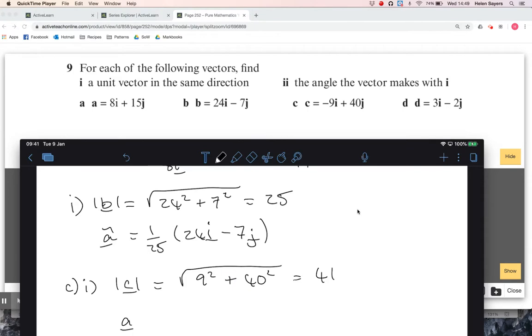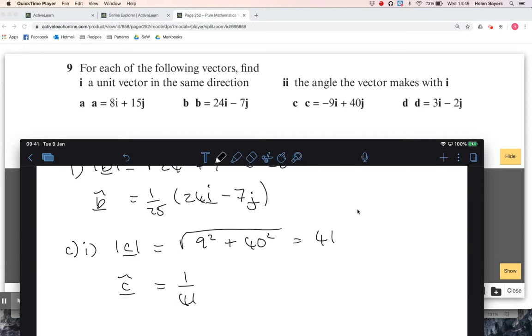So what? Hang on, sorry, don't know why I wrote, just keep writing A everywhere. So that was the unit vector B. This is unit vector C. So it's 1/41th. That's a right mess, isn't it? Right. So it's 1/41th of the original vector C. So minus 9i plus 40j.